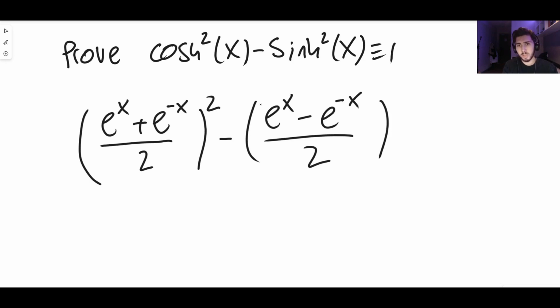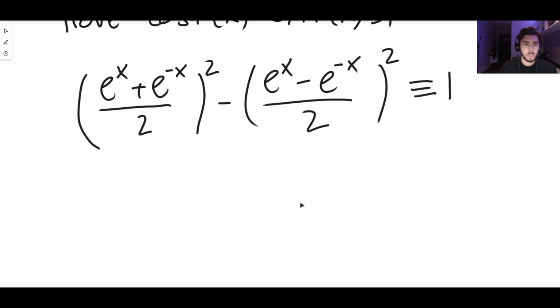And what we want to do, and we're going to square this as well because it's sine squared, we want to make sure that this is equal to 1, or that this is identical to 1. We want to show that the left-hand side here is identical to 1. So all we do is we expand all of this out.